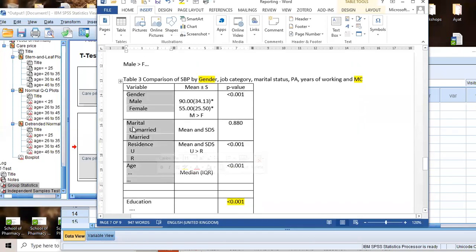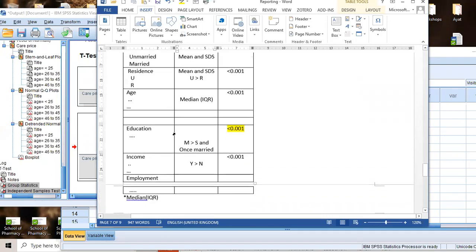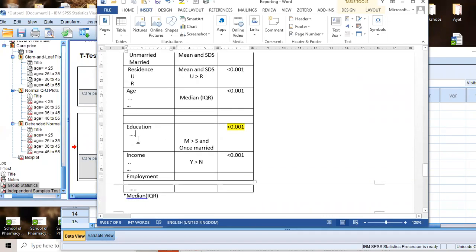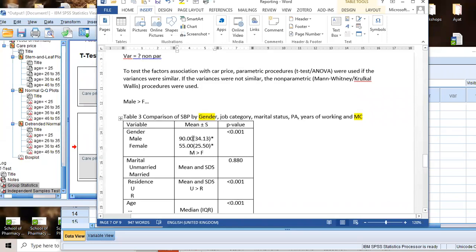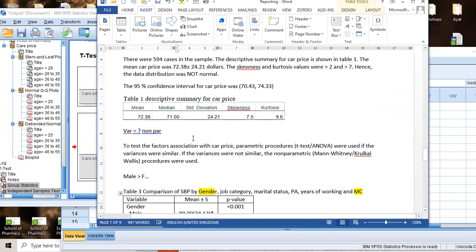So based on that, we know how many levels. Therefore, t-test, variance not equal, it will be Mann-Whitney. Or is it one-way? Variance not equal, therefore non-parametric values. That's all right? Have I answered your question?